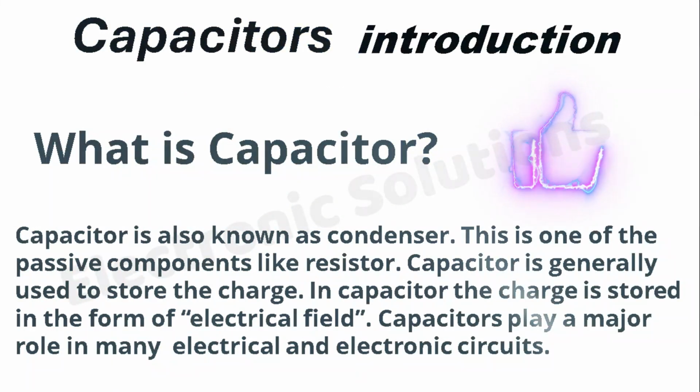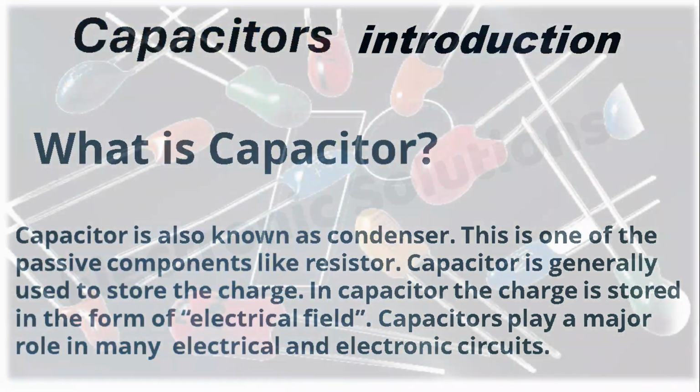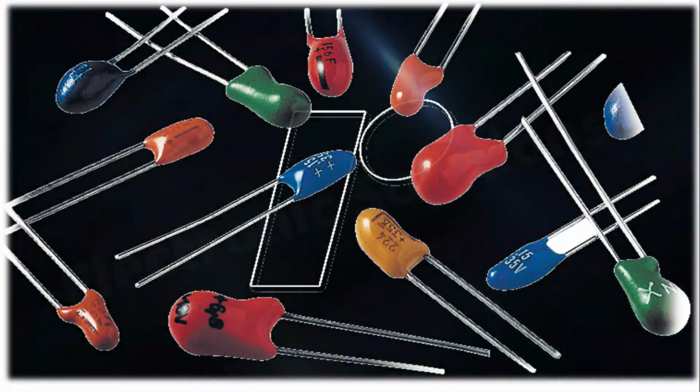What is a capacitor? A capacitor is also known as a condenser. This is one of the passive components, like a resistor. A capacitor is generally used to store charge. In a capacitor, the charge is stored in the form of an electrical field. Capacitors play a major role in many electrical and electronic circuits.